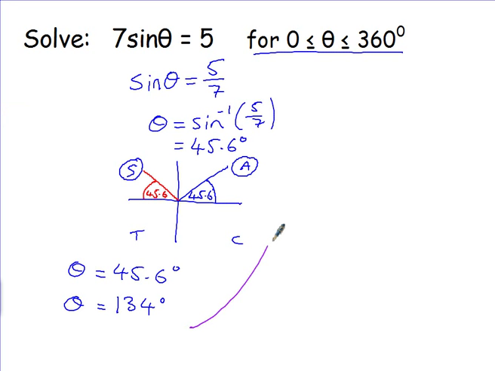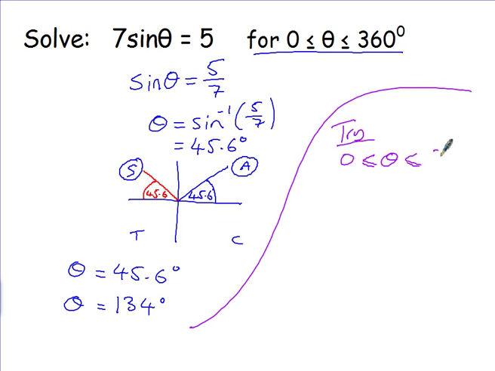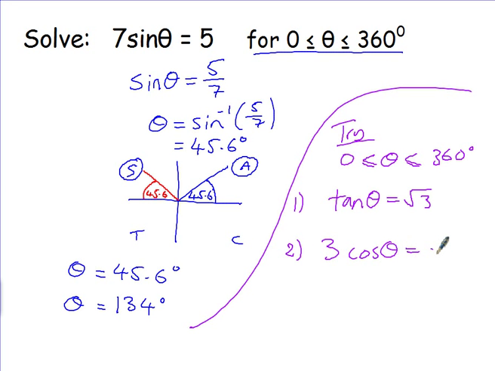Right, I'm going to leave this up, and now it's your turn. I'm going to set you two questions. All of these are for values of theta between 0 and 360 degrees. The first trig equation I want you to have a go at solving is tan theta is equal to root 3. And the second equation is 3 cos theta is equal to -2. So if you pause the video now, have a go at these and resume the video when you're ready to check your solutions.